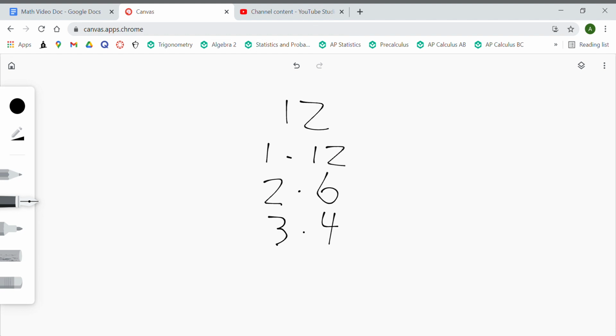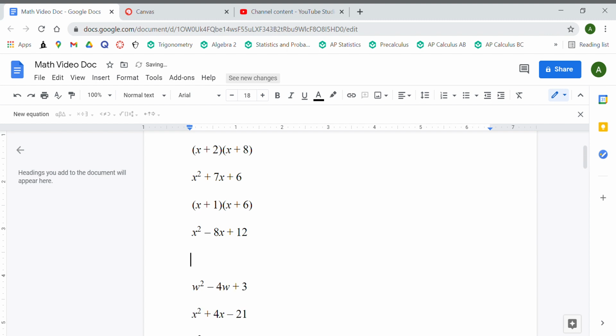When we're looking for the factors that add up to 8, it's going to be 2 and 6. Note that they are going to be negative this time, as so.